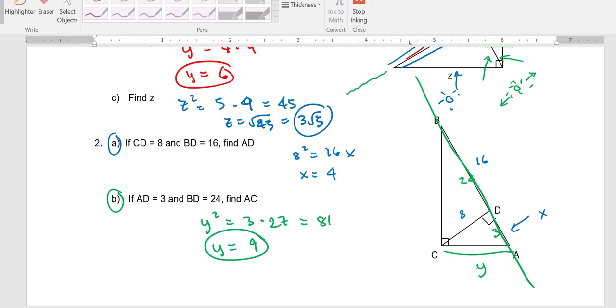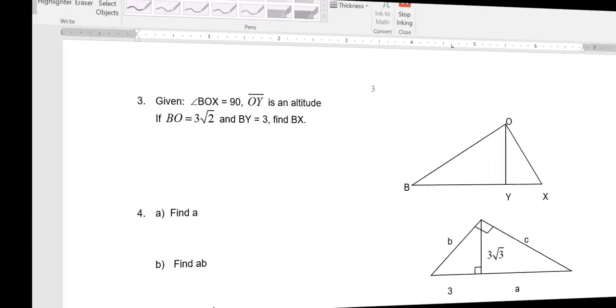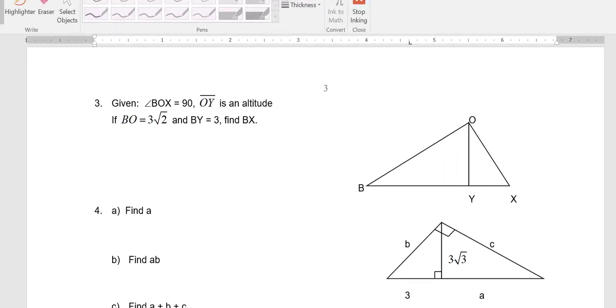Okay, let's go to the back side, or to the next page, and try a couple of harder problems. I want to try a couple of problems on this third side here. Again, this is the same type of diagram. We're looking at a big right triangle here with an altitude drawn to the hypotenuse of the big right triangle. And it says that BO is 3 root 2, BY is 3, find BX, which we'll call x.